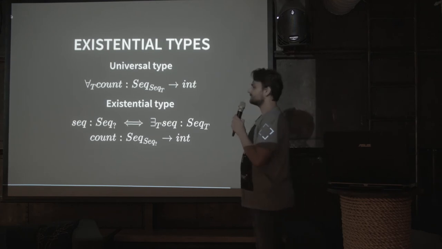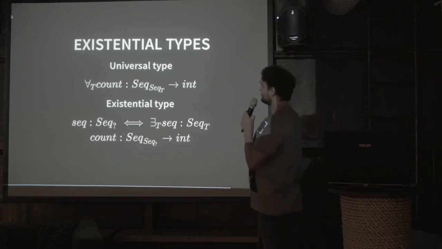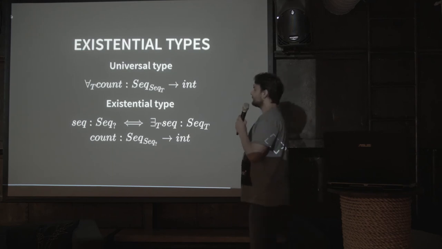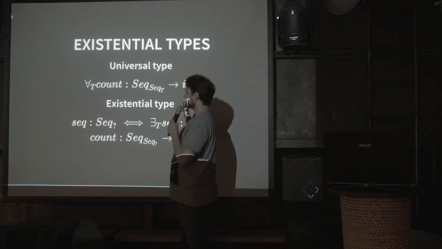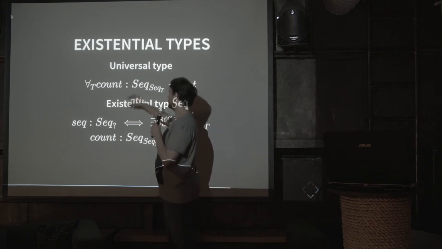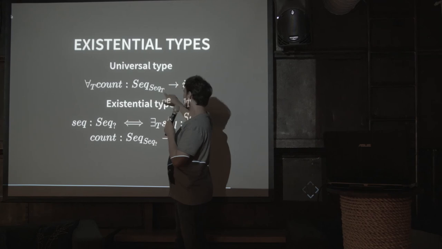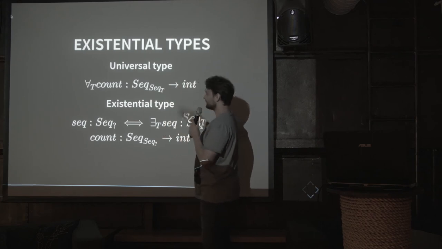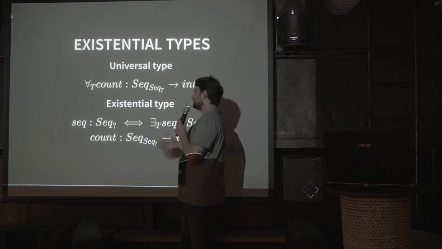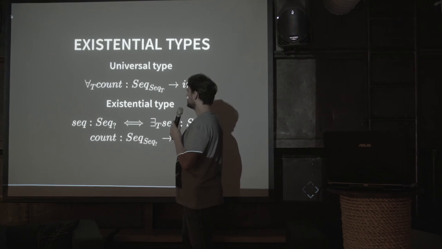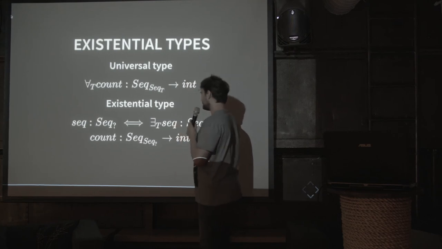The name comes from the quantifiers from set theory, so from Boolean logic. When you have a universal type, we're saying for any possible type t, we have this function count. So when you have that type of sequence of t, we will return integer. So for any possible type t, even if we don't care about this type t. Existential types make use of the existential quantifier.